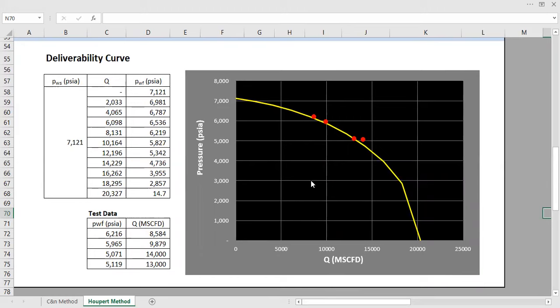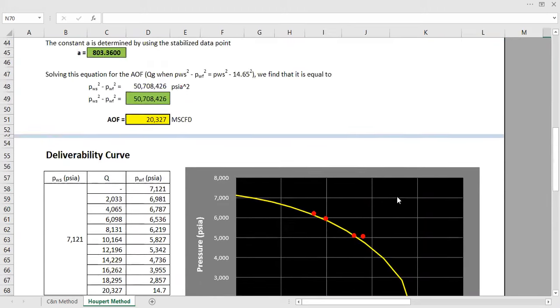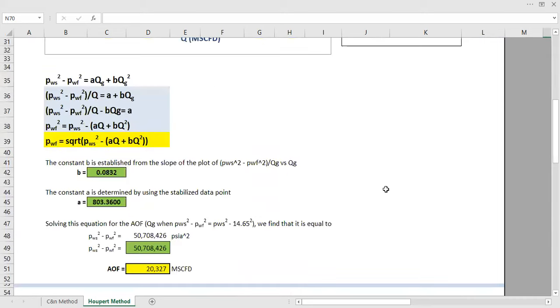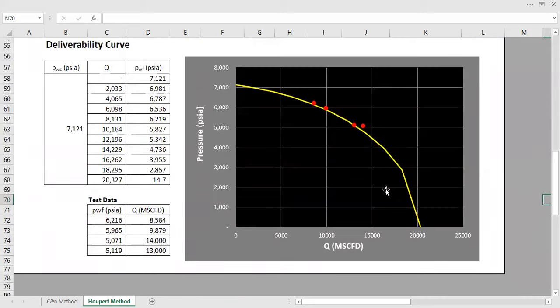Okay, so that's very easy. So that's the solution. That's how we construct the deliverability plot from our gas well using the gas well test data. Okay, so that's all.